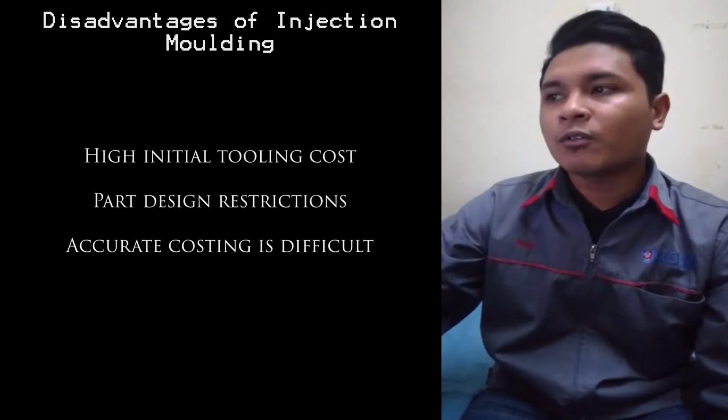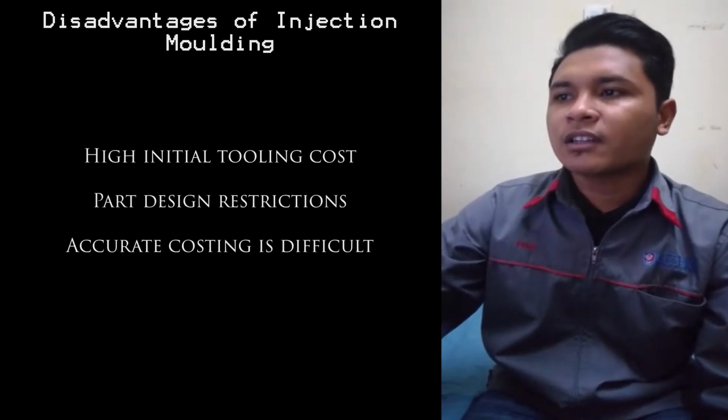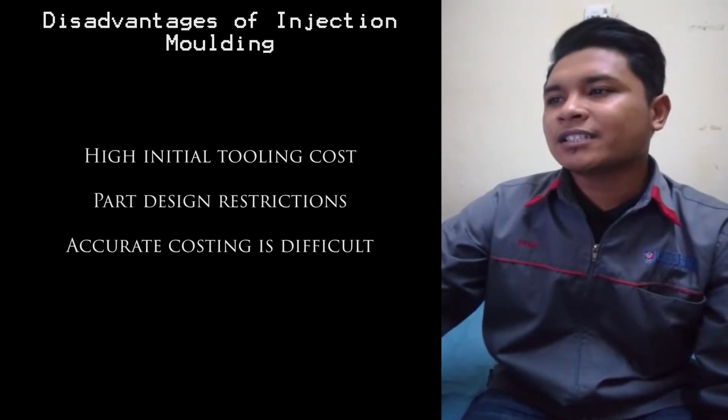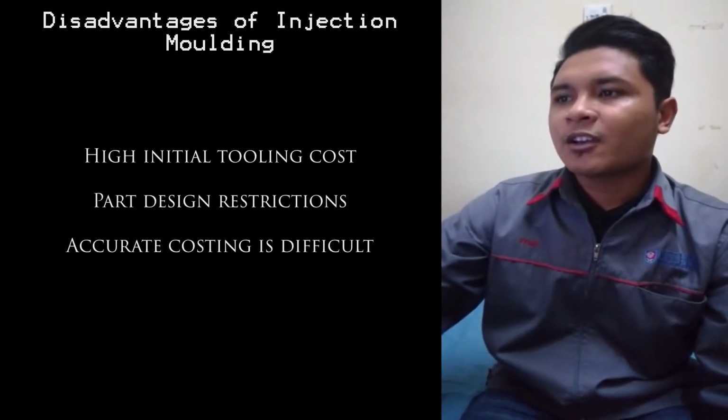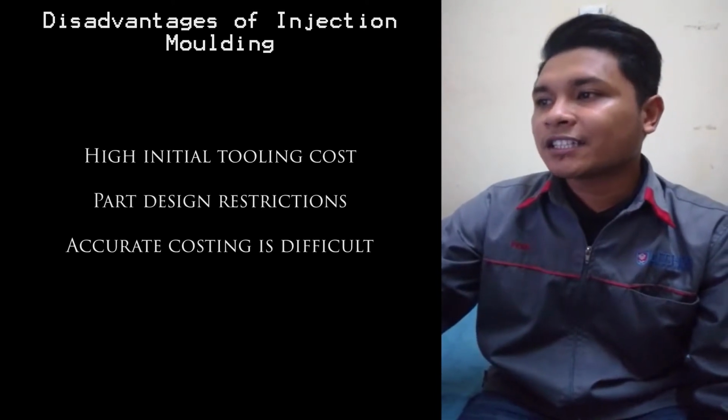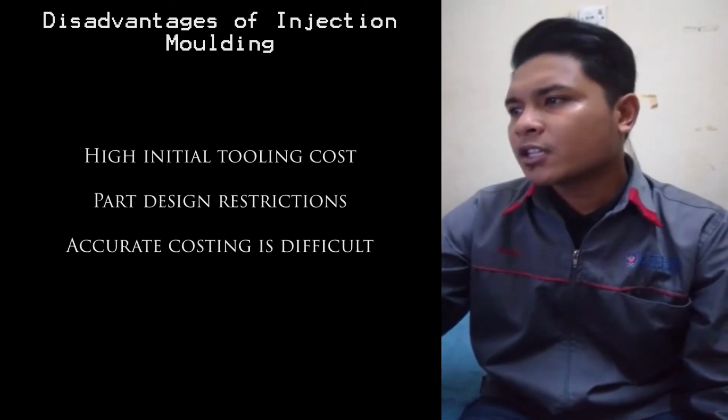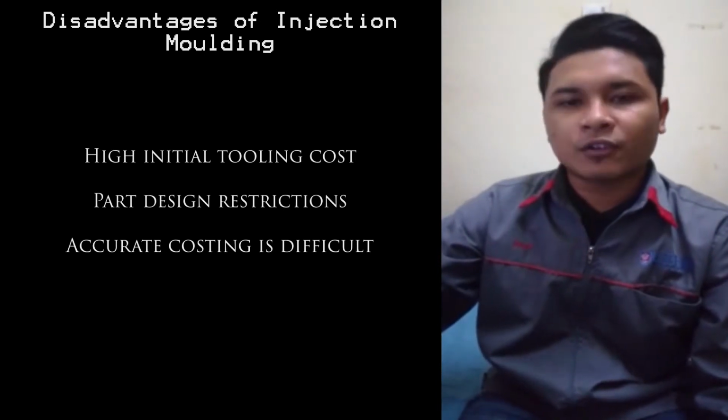Example, no hollow parts. The last one is the costing is expensive. With injection molding, there are always uncertainties that you should make sure that you budget for.